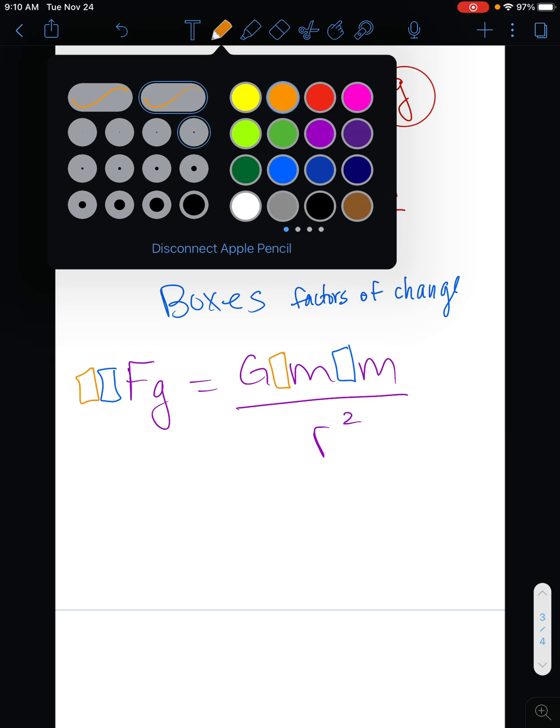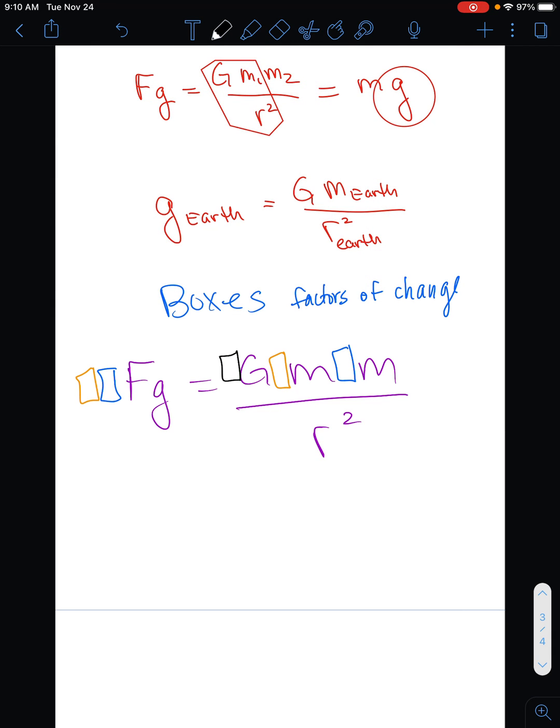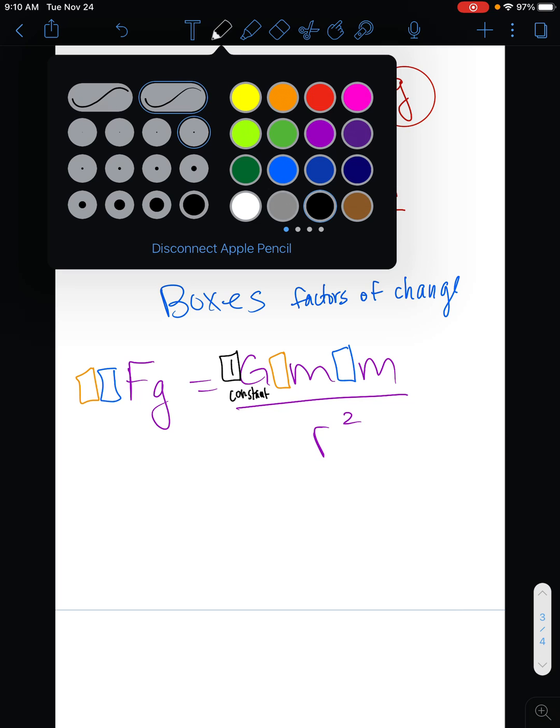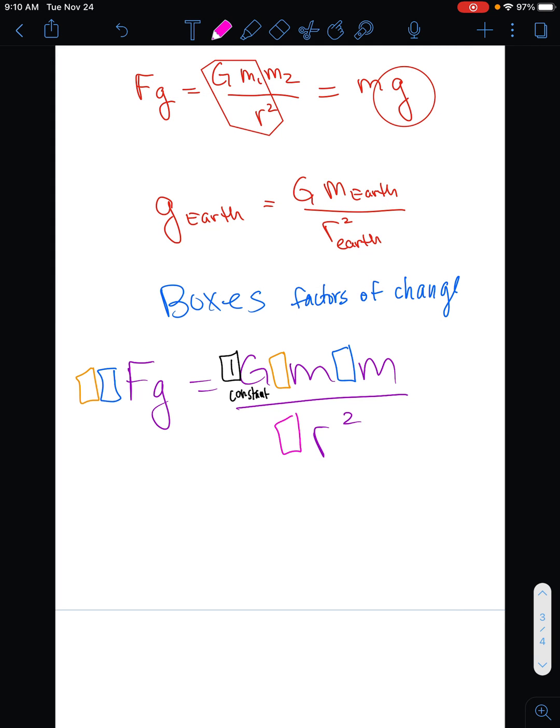You can't ever change G. G is always going to have a 1 in its box. It's not even worth writing. G is a constant. It can't change. But whatever happens to the distance, we're going to divide by that value. But notice how the distance is squared, which means that you have to square your factor of change.